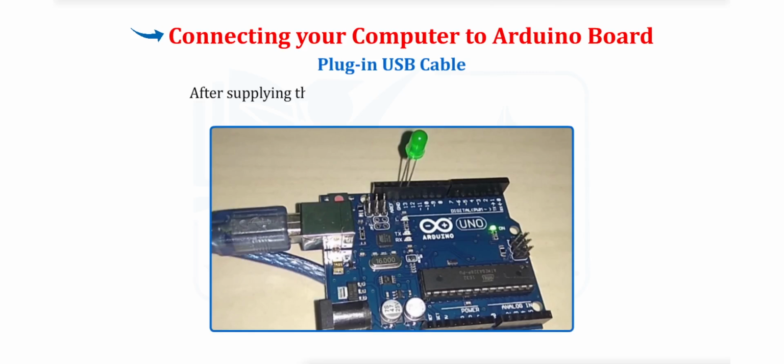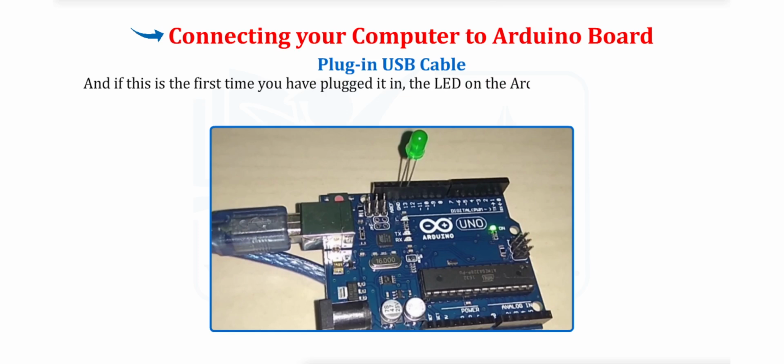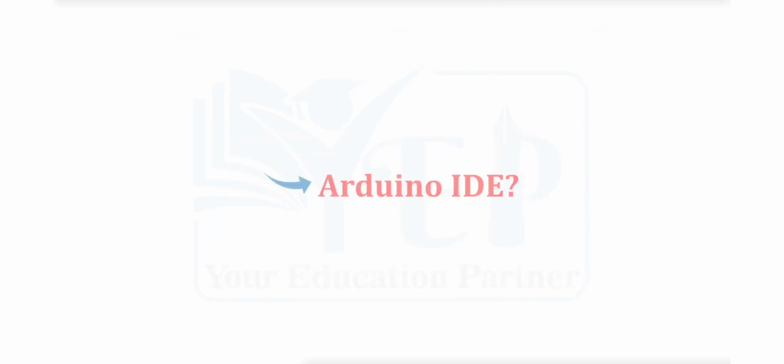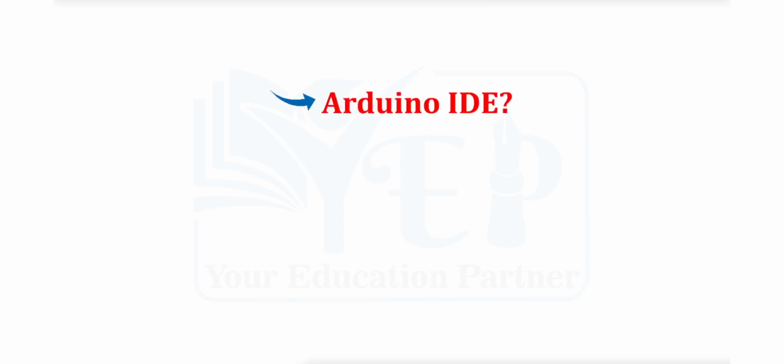You can see the USB port's top view on the Arduino with the USB A to B cable. After supplying the power, the LED labeled ON should light up. And if this is the first time you have plugged it in, the LED on the Arduino pin 13 should blink on and off.